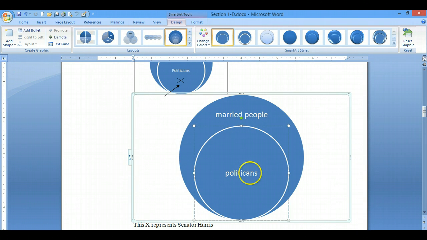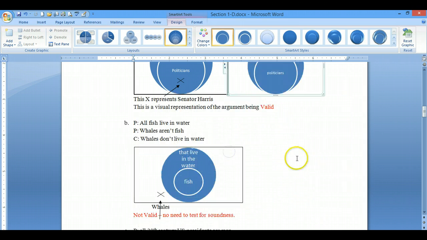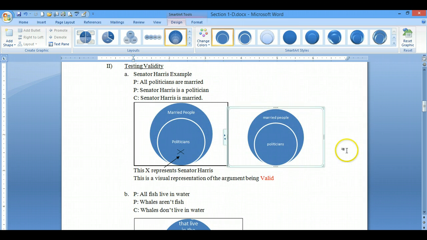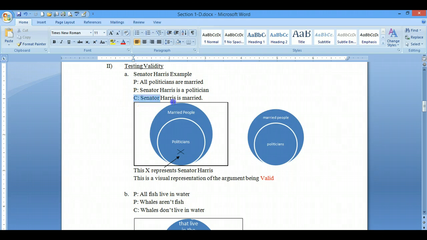And that's needing an I. Politicians. I'm going to make that a little smaller. Now, the conclusion, Senator Harris is married. This is where I put an X. Where would Senator Harris be?